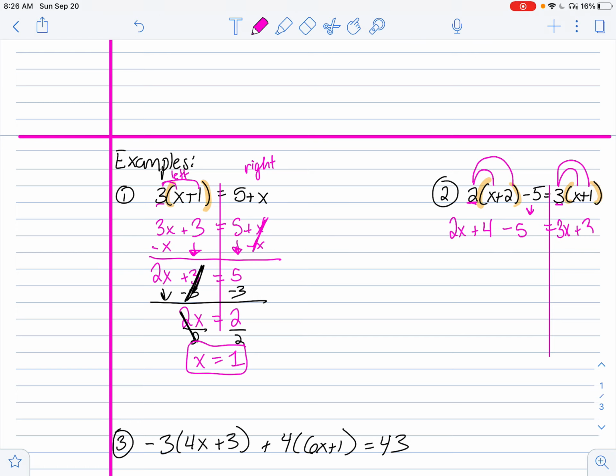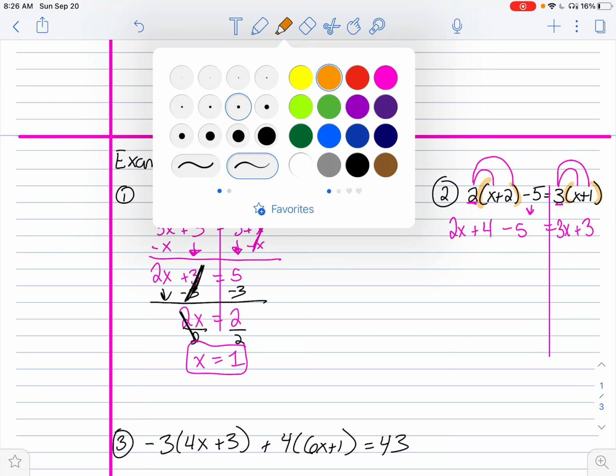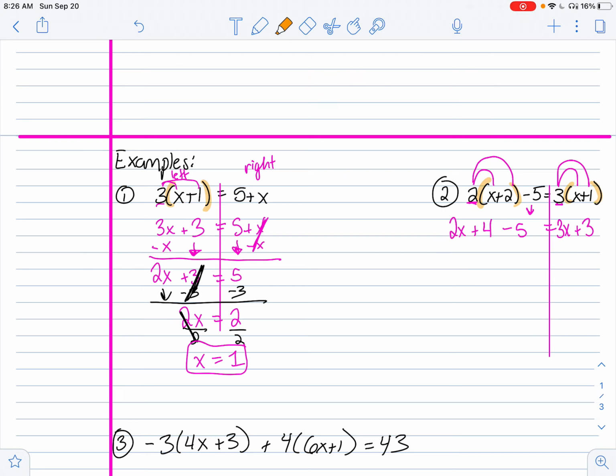3 times 1 is 3. So now what I'm going to do is simplify anything on the left-hand side and the right-hand side that I can, which means combining like terms. So if I look at my left-hand side, my 2x doesn't have anything to combine with because there's nothing else on this side with an x in it.